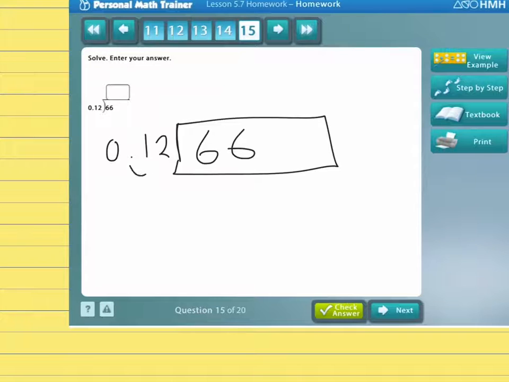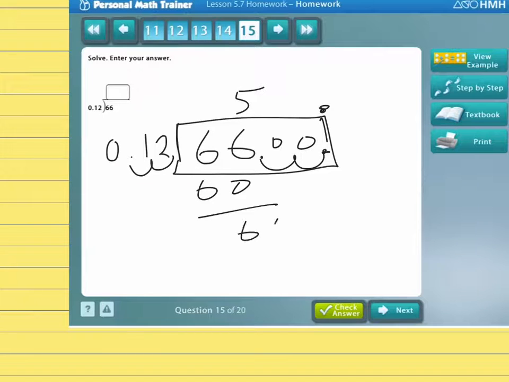Same situation here. Let's multiply this by 100, and to create an equivalent problem, let's multiply this by 100. Annexing 2 zeros, let's move that up to the quotient bar, and you have 12 goes into 66 5 times. 6 left over, 12 goes into 60 5 times, nothing left over, and 12 goes into 0 times, so it's going to be 550.